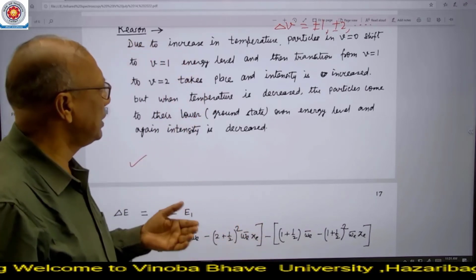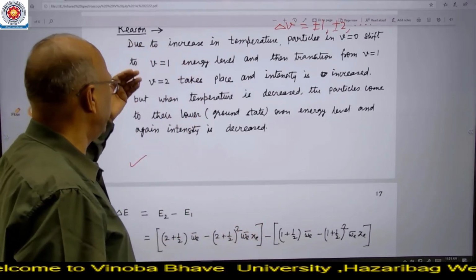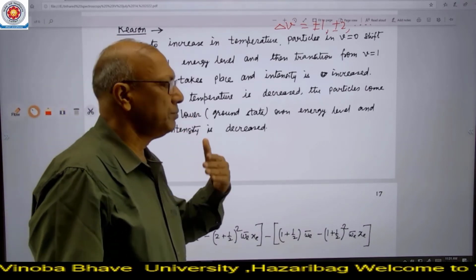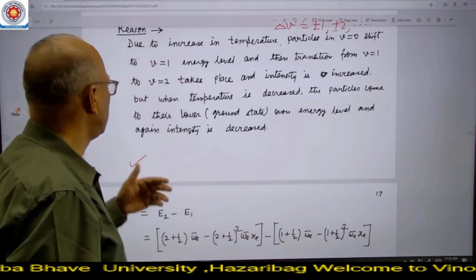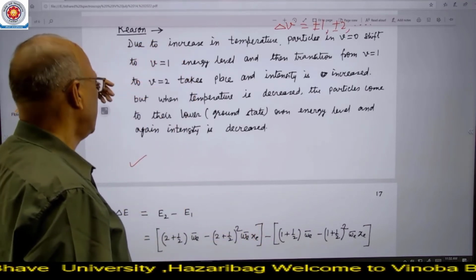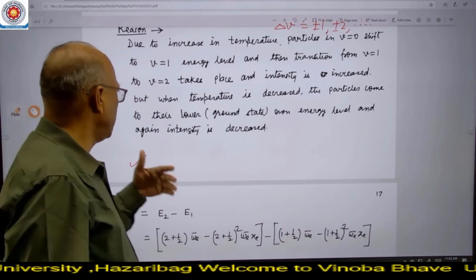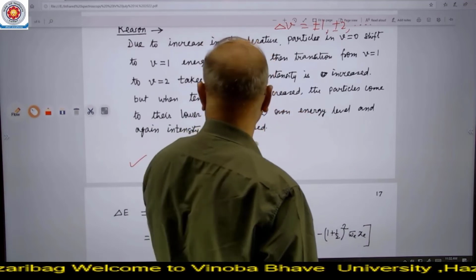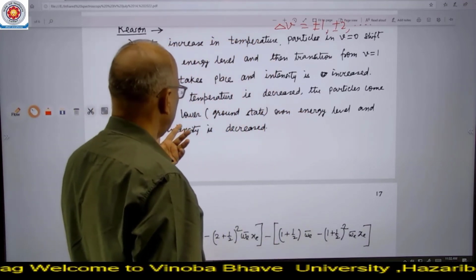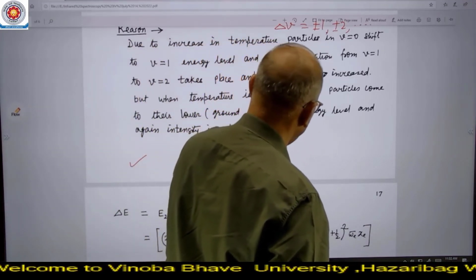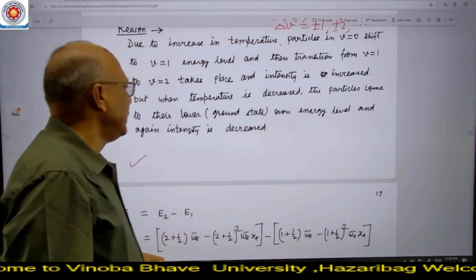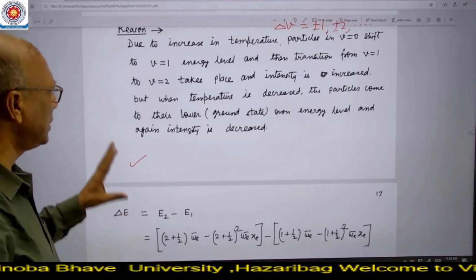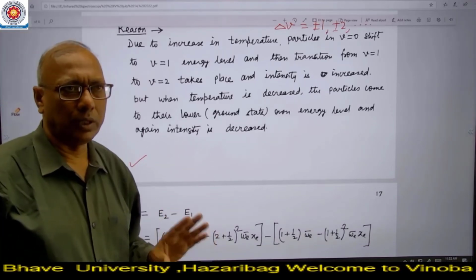vibrational energy level, jump to the just upper energy level, that is V equal to 1, and now the transition takes place from this energy level, V equal to 1, to V equal to 2. This is called a hot band. When the temperature is decreased, the particles come back to their ground state, their own energy level, and again the intensity decreases. So this is how we can identify a hot band and the reason for its occurrence.